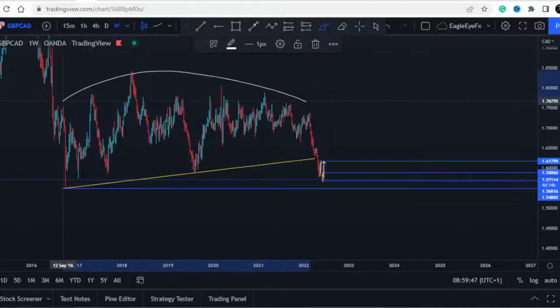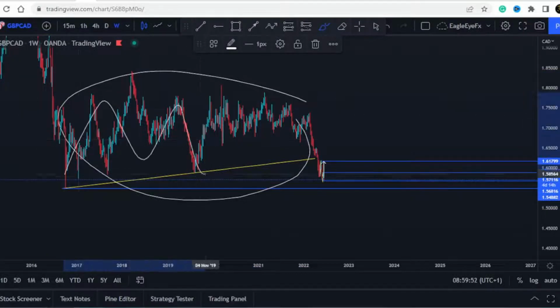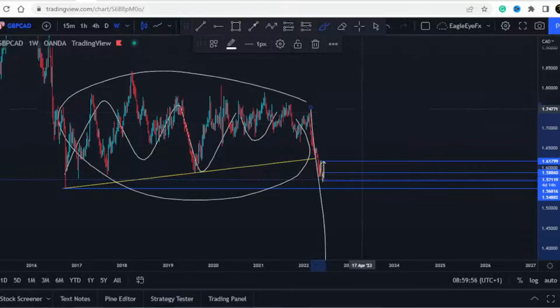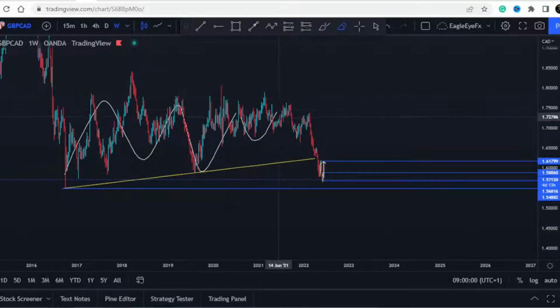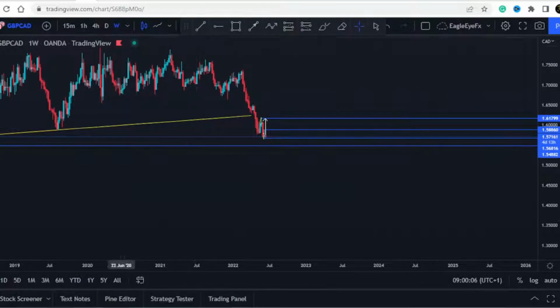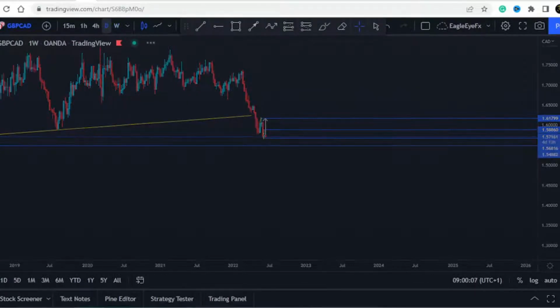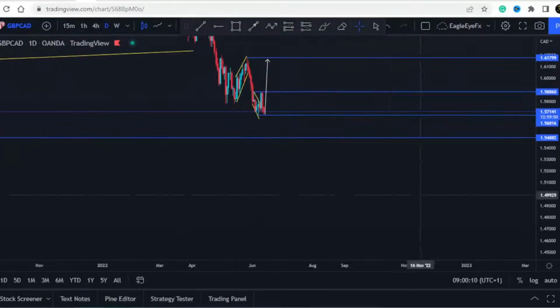Based on this structure, this has been a bigger correction since 2016. It's really been correcting so much, so we'll expect a very strong move to the downside once it starts going down. But this is a weekly time frame, so you have to break it down to our level. Let's go to the daily time frame.